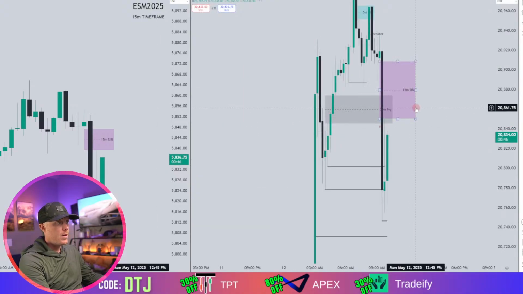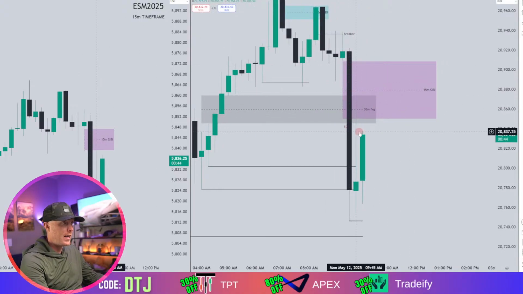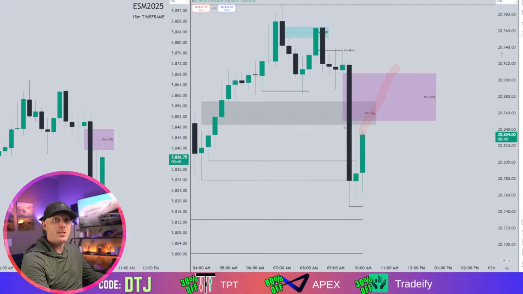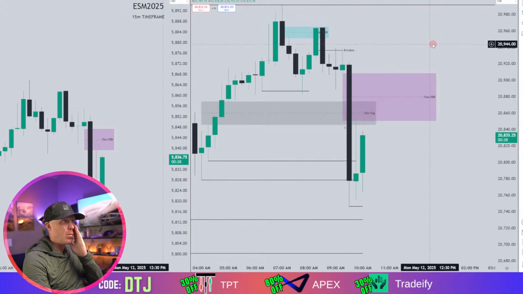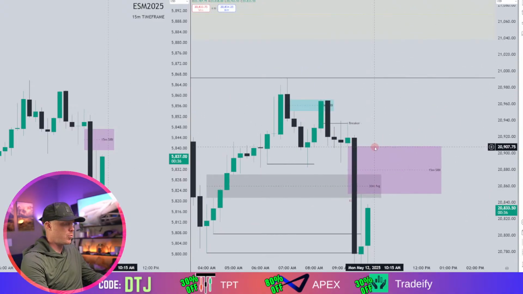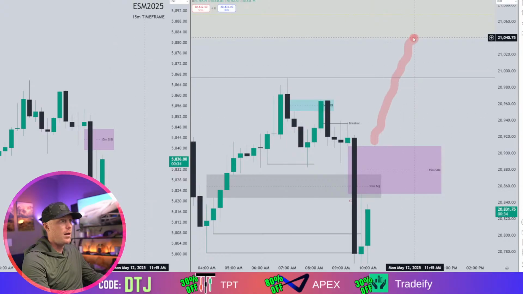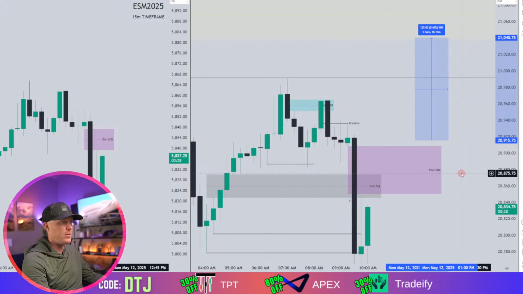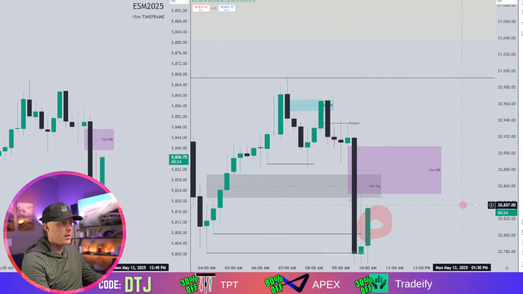Look right here. Here's our 15-minute fair value gap. If we close above this, I can confidently say, guys, we're bullish, we're going to go long, and guess how much room we still have? My goal would be to get to this 4-hour imbalance. And that right there is 125 handles. I don't need to take a long right here.